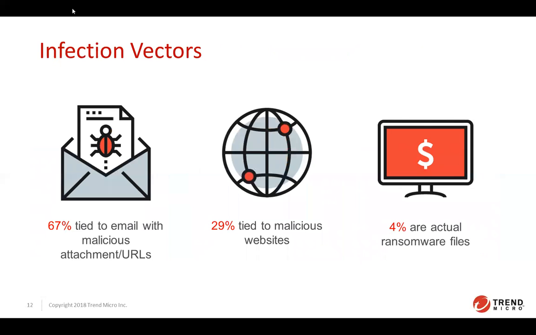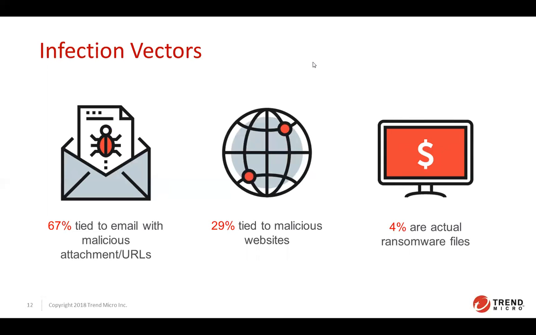If we look at the infection vectors of ransomware, it's still pretty consistent. Email is by far the number one vector to get ransomware into an organization. 67% from our data is tied to malicious emails with either a malicious attachment or an embedded URL. 29% are tied to malicious websites. So again, the web is a big piece, and 4% are actual ransomware files.